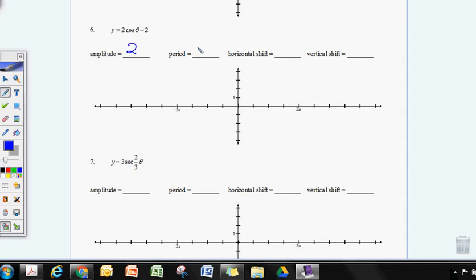Amplitude is 2, period is 2 pi because there's nothing to factor out. Notice that theta doesn't have a parenthesis around it, so there's no horizontal shift, but the vertical shift is negative 2.